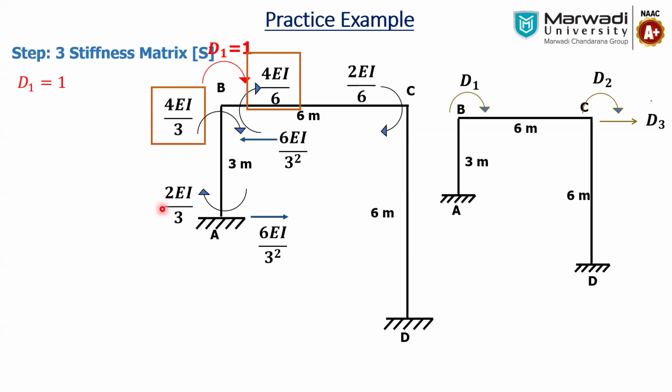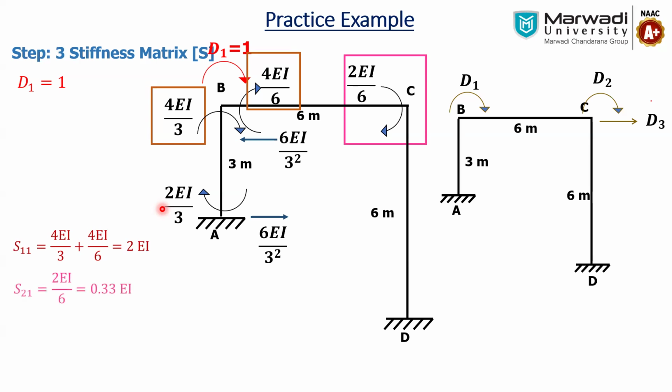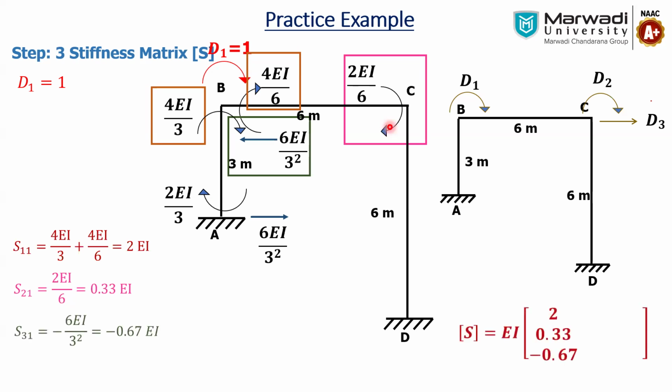The first one, total moment at B, that is 4EI by 3 plus 4EI by 3, both are clockwise, so it is 2EI. Second one, that will be the moment at C, that will be 2EI by 6, which is nothing but 0.33. And third, with respect to this translation, we have to consider horizontal forces. There is no force at C, so only 6EI by 3 square, and that will be going in the opposite direction as compared to whatever we have assumed. So that will be minus 0.67. So that is the first column of the matrix.